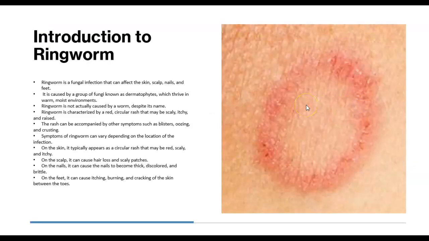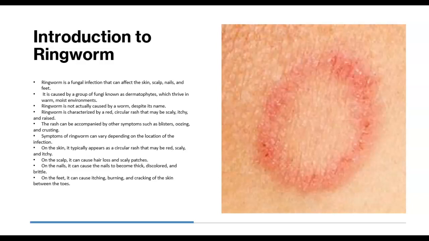Here's an introduction to ringworm. Ringworm is a fungal infection that can affect the skin, scalp, nails, and feet. It is caused by a group of fungi known as dermatophytes, which thrive in warm, moist environments. Ringworm is not actually caused by a worm, despite its name.